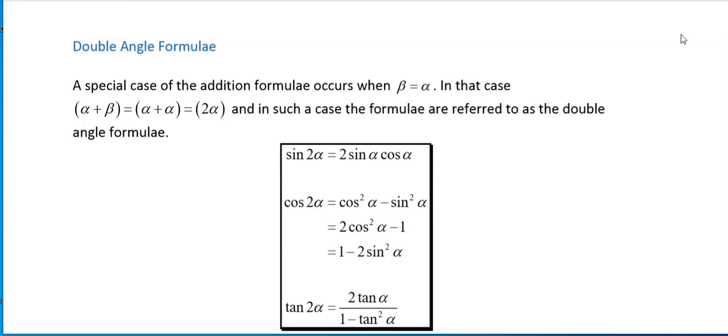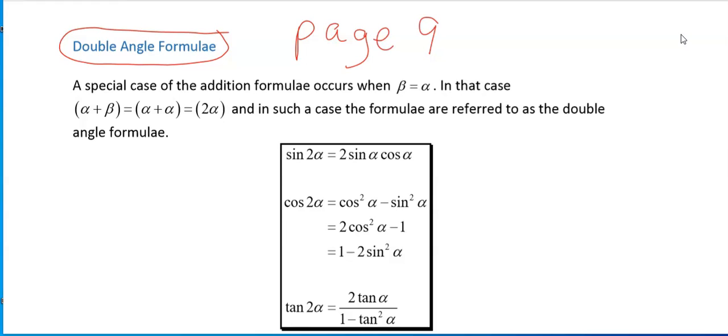This begins on page 9 in your notes. And this one is called the double angle formula. We're going to see double angle formulas for sine and cosine and tangent. These formulas are also provided on your formula sheet, so you don't have to memorize these again, but you have to know how they're used.